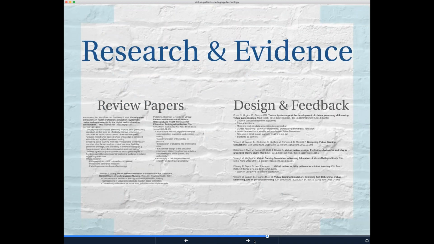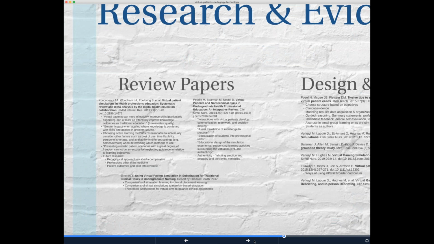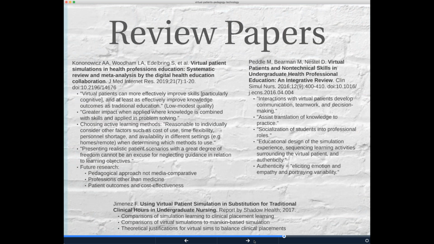So jumping from those different models and structures of virtual patient, and I'll come back in a little while to look at some examples. But as people were registering for this webinar, some questions came in around research and evidence. So I wanted to touch on this briefly. A couple of review papers have come out recently that do a decent job of synthesizing the current state of the evidence.